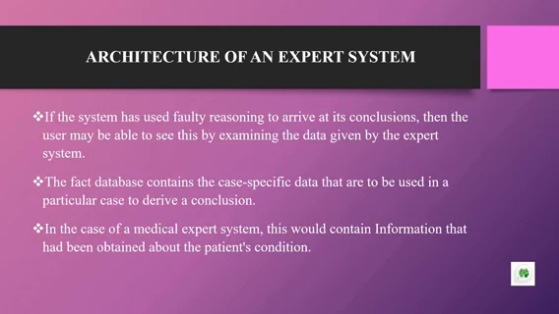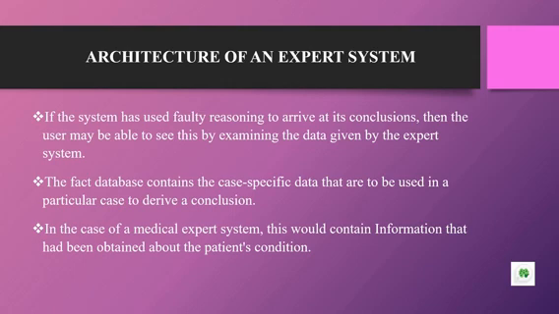And the fourth one is, if the system has used faulty reasoning to arrive at its conclusion, then the user may be able to see this by examining the data given by the expert system. If the system gives a faulty reason or wrong information for the conclusion, it will give the wrong output. So we also need to examine whether the data given by the expert system is correct or wrong.